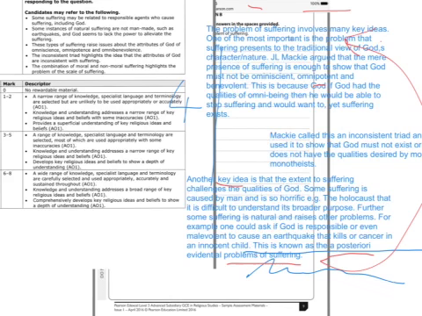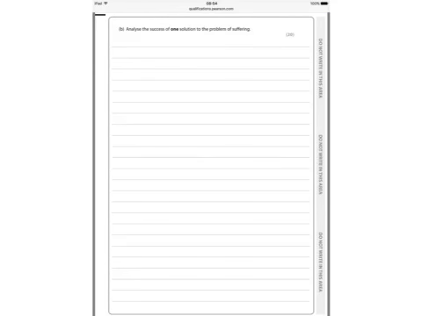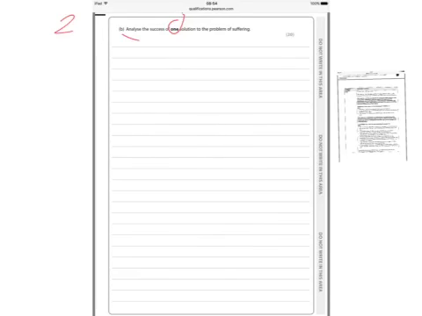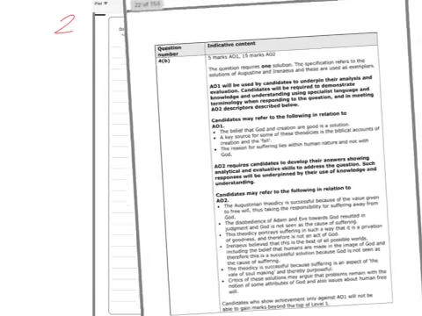Next, we'll look at the 20-mark question and the longest question on this paper. So this is the 20-mark question, which always begins analyse. Analyse the success of one solution, and be aware that there are other versions of this question where you're asked to look at two solutions to the problem of suffering. I think for this question it will benefit us to look at the mark scheme first.